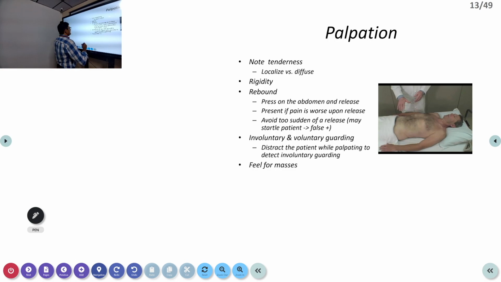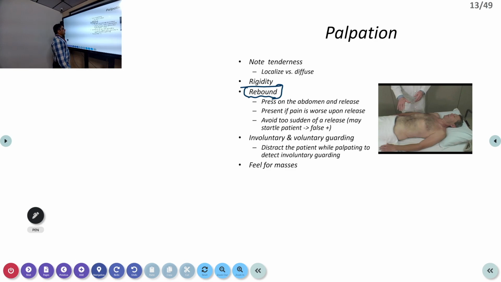Rigidity and rebound tenderness, all these things are seen in emergency cases, peritonitis and abdomen obstructions. So usually you will not be getting those things in the exams, but they will ask in your viva: what is rebound tenderness and what is rigidity? When there is severe inflammation of the abdomen wall peritoneum, the abdomen wall muscles become contracted, rigid. When you palpate, it will be like palpating a board. That is called rigidity, usually seen in severe peritonitis. In the late stage of peritonitis, you will see rigidity.